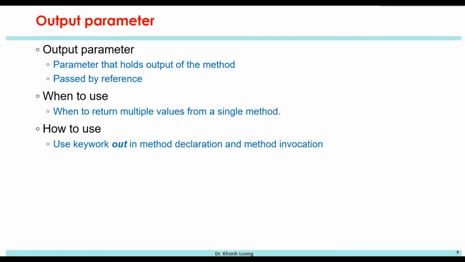The output parameter is the parameter that holds the output of the method. It is also passed by reference. We will use an output parameter if we want to return multiple values from a single method. How to use it? We will use the keyword out in the method declaration and method invocation.